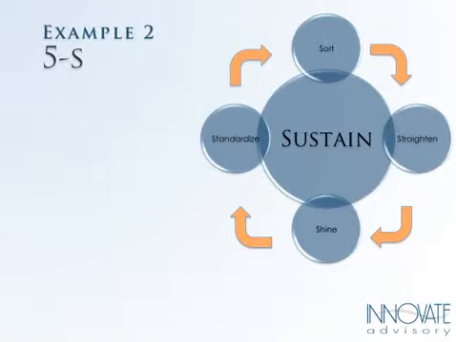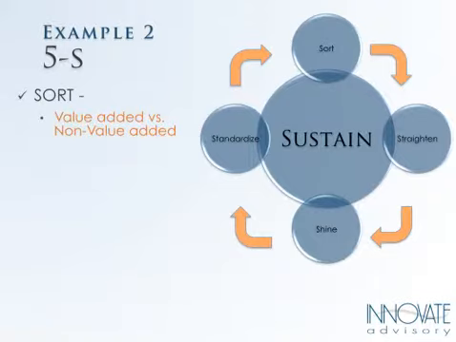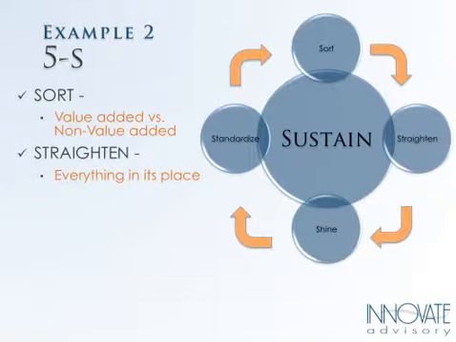So the second example is around the 5S methodology. The 5S's are sort, straighten, shine, standardize, and sustain. Sort is about distinguishing between the value-added work in this particular workstation or work operation, and the non-value-added work. And sort is all about the elimination of non-value-added work. Straighten is where everything is in its place and there's a place for everything.